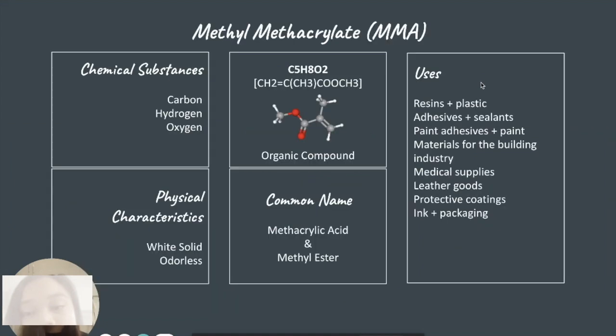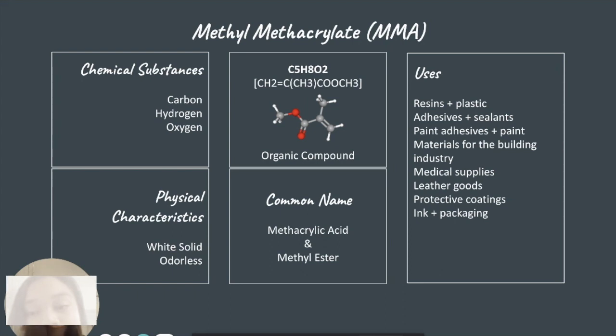So my first chemical substance is MMA. The information on this slide is from PubChem. The chemical formula is C5H8O2. This is the molecular structure. It is an organic compound, and its common names are methacrylic acid and methyl ester. So the chemical substances are carbon, hydrogen, and oxygen. Its physical characteristics are that it's a white solid and odorless.